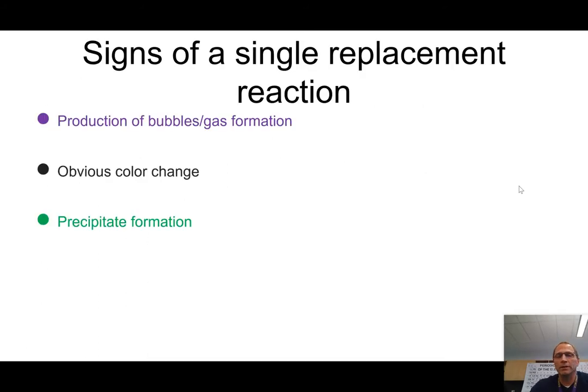Okay, so what you're going to see, we're going to do a lab. I'm going to show you a demo lab. It's only going to be like 3 minutes long. So we're going to look for production of bubbles or gas, some sort of gas formation, the obvious color change, or any kind of precipitate, like we saw with this one.